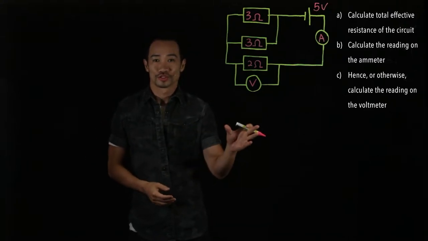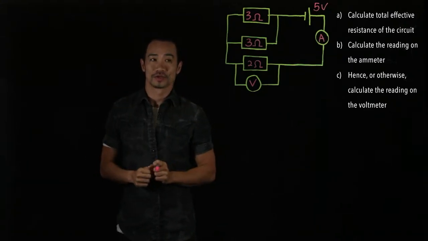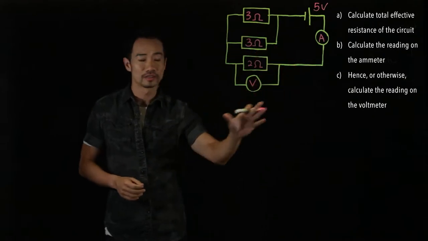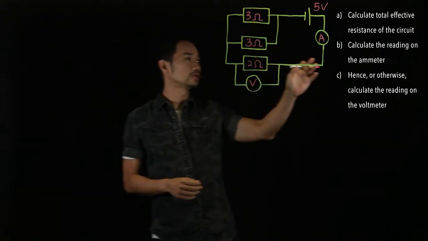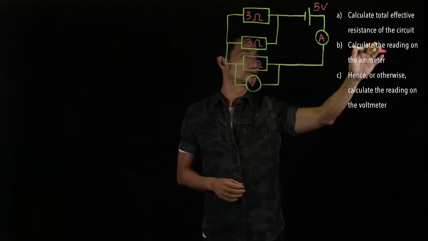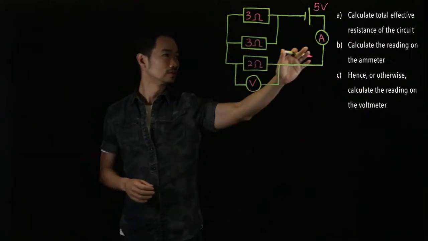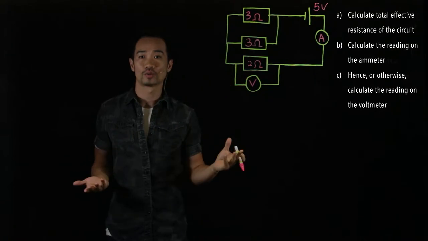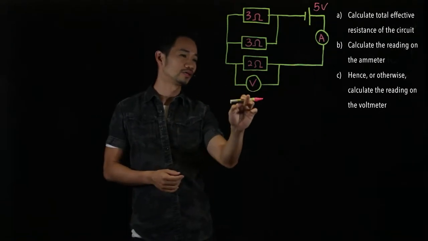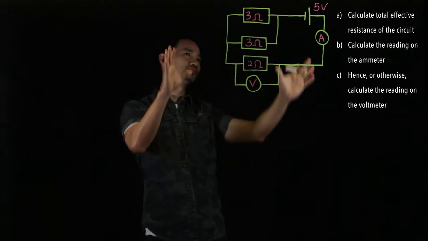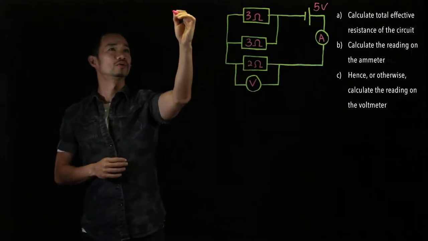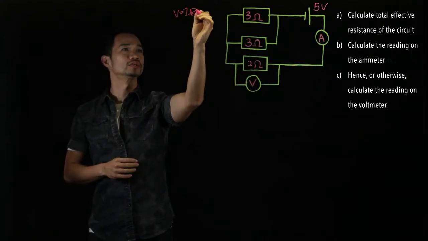Welcome back. Another question to try to piece all the concepts together. Right, so we have a circuit here, and they would like you to calculate the total effective resistance of the circuit, calculate the reading on the ammeter, and hence or otherwise, calculate the reading on the voltmeter. So let's put down our Ohm's law first, in case we need it.